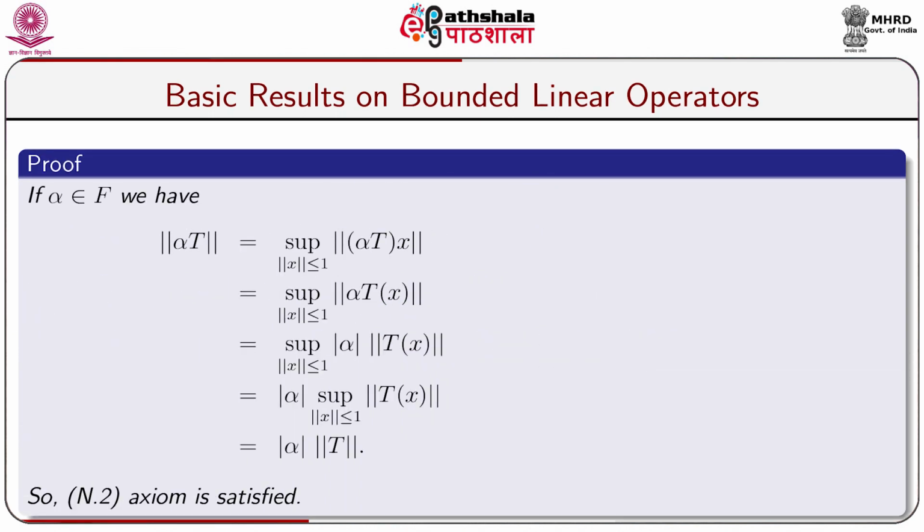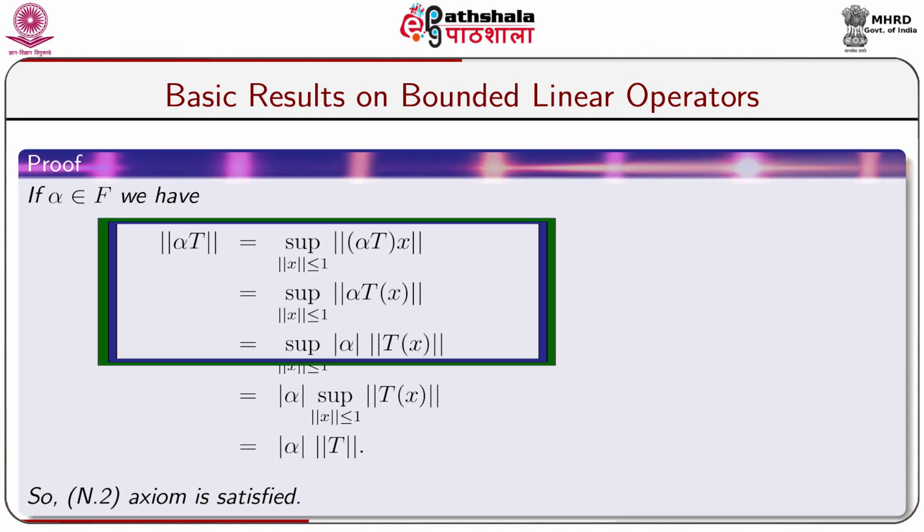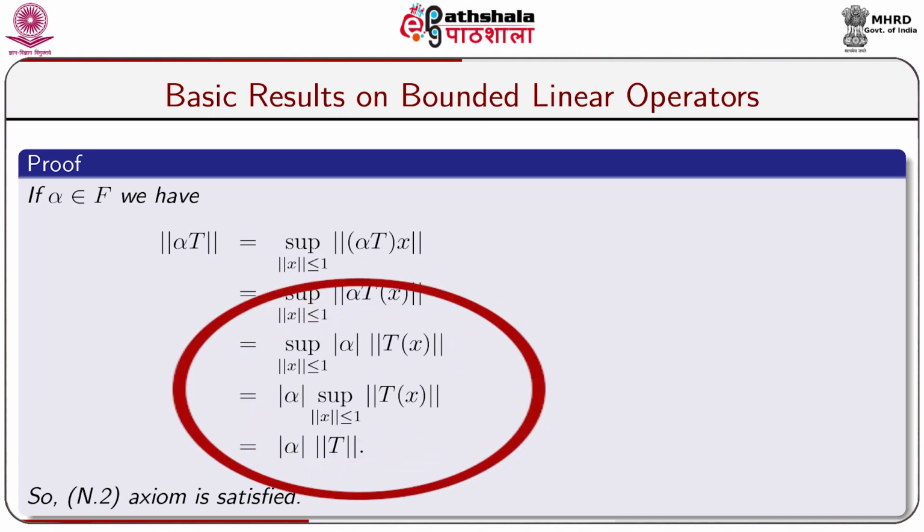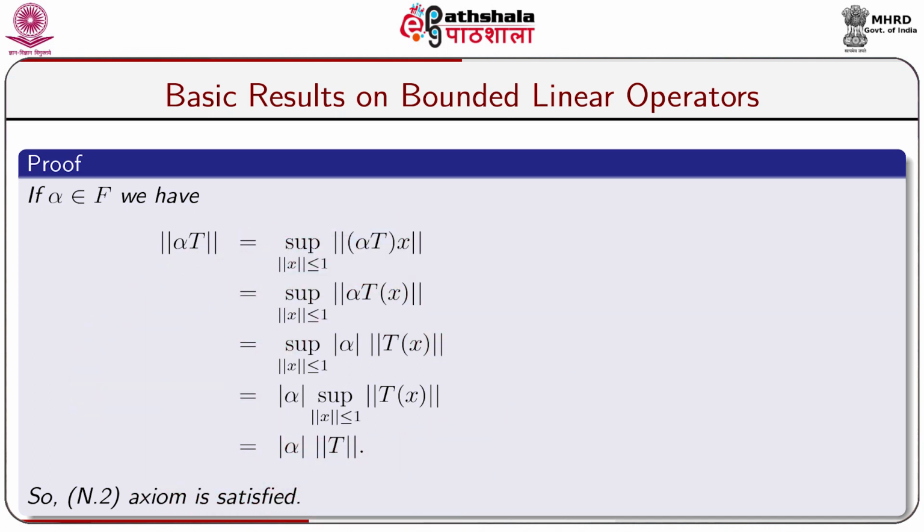If alpha belongs to capital F, we have norm of alpha T is equal to supremum of norm of alpha Tx, where supremum is taken over norm of x less or equals to 1, which is equal to supremum of modulus of alpha into norm of Tx, where norm of x is less or equals to 1, which is equal to modulus of alpha into supremum of norm of Tx, where supremum is taken over norm of x less or equals to 1, which is again equal to modulus of alpha into norm of T. So, the second norm axiom, that is N2 axiom, is satisfied.